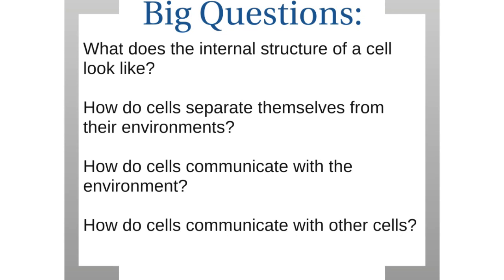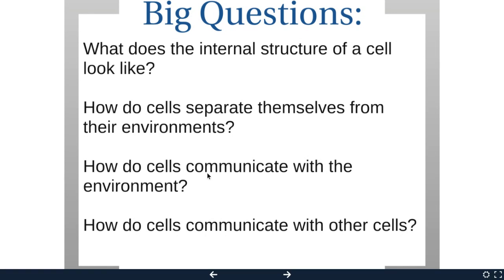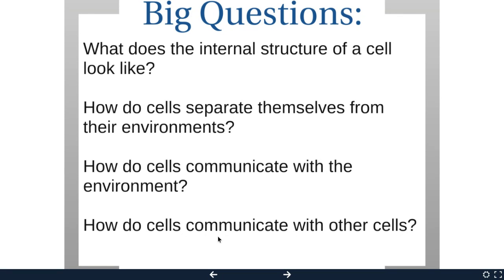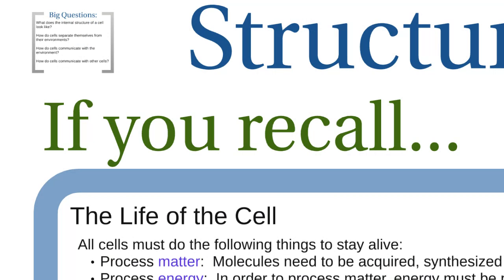The big questions that this one is going to answer are: what does the internal structure of a cell look like? How do cells separate themselves from their environment? So what kind of features do they have? What kind of modifications have been made? How do cells communicate with the environment? We'll talk a little bit about that. We're going to focus a lot on cellular communication in a few more weeks. And how do cells communicate with other cells? This last one especially, we'll touch on a little bit, and then we'll come back to.